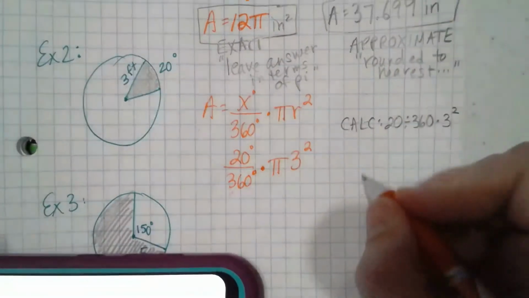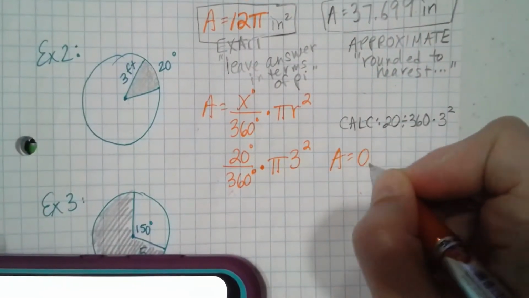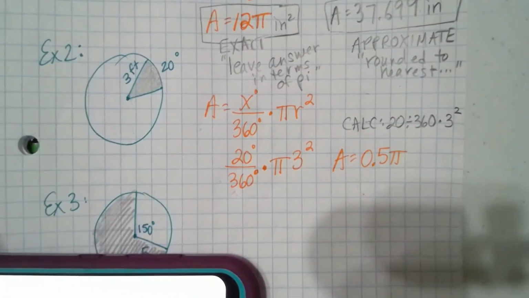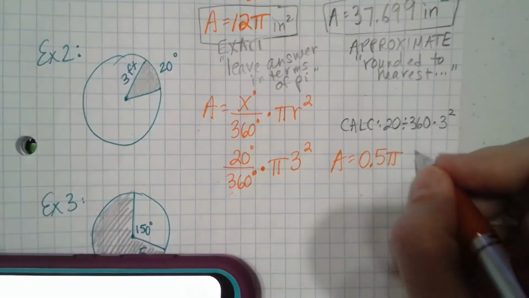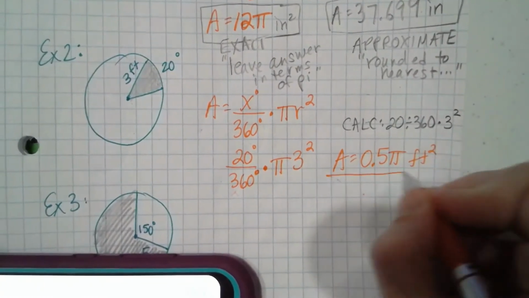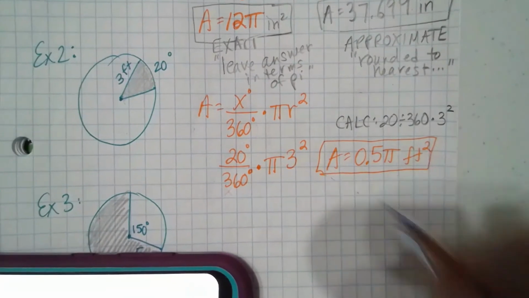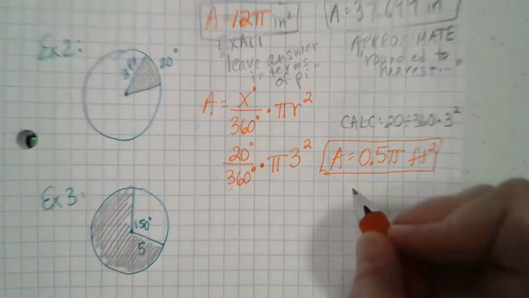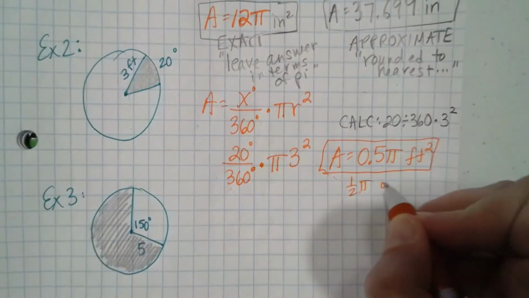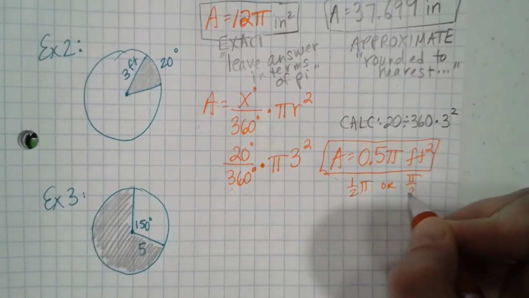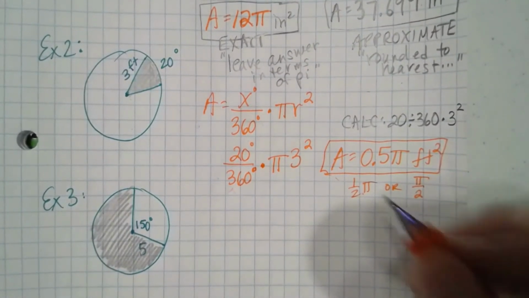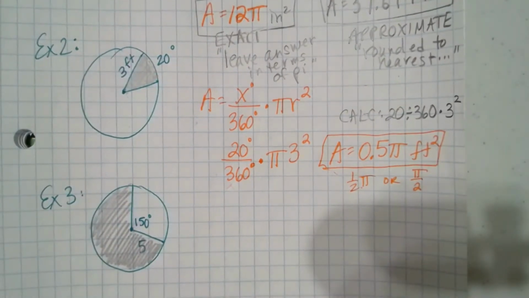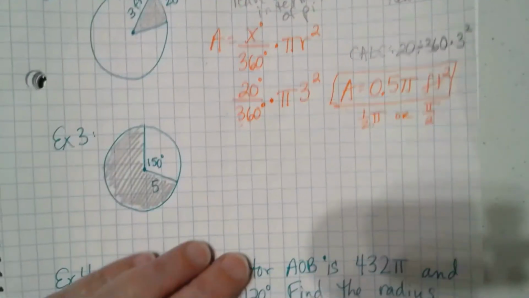So you can write your answer as 0.5 pi. If it makes you happy to write it as 1/2 pi, that is the same thing. Or you can write it as pi over 2. All of those are the same thing: 1/2 pi or pi divided by 2. Pick which one makes you happy. All right, one more of this.